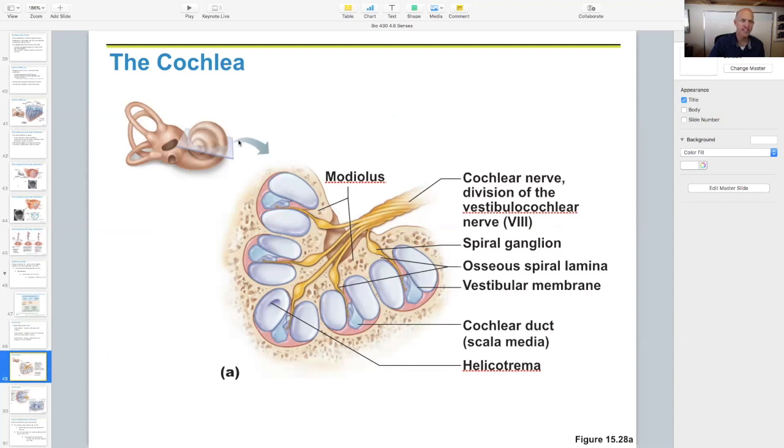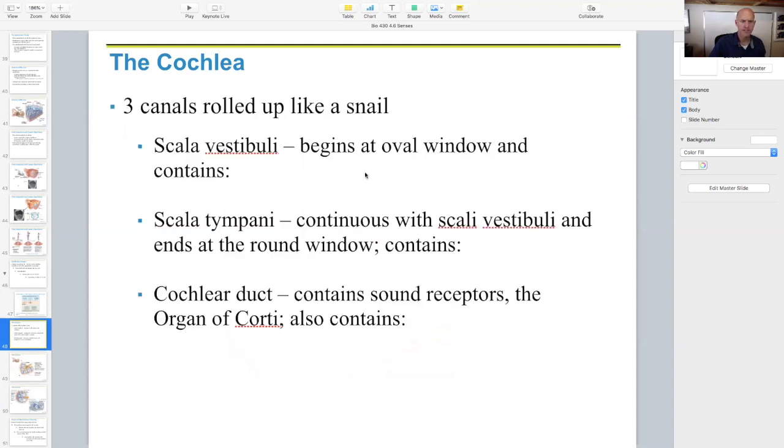Here's what this snail-like cochlea looks like if we cut it in half. Here are those membranous labyrinths sitting in the bony labyrinth. And you're going to see 3 different chambers here. The 3 different chambers are scala vestibuli, scala tympani, and the cochlear duct.